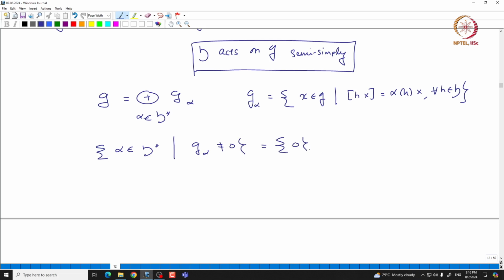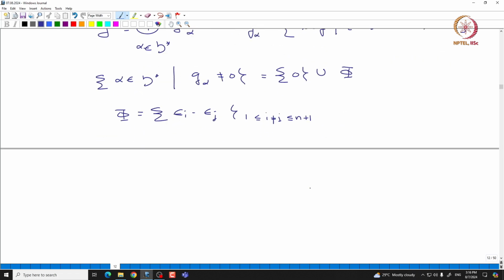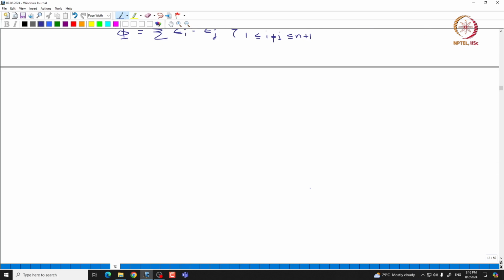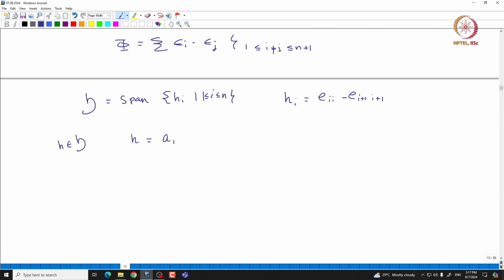this is going to be exactly equal to {0} union Phi, where recall that Phi is given by epsilon_i minus epsilon_j, where 1 is less than or equal to i not equal to j less than or equal to n plus 1. Now how can one verify this? Note that H is given by the span of H_i. To understand the action of H, it is enough to understand the action of H_i for each i. Recall H_i is given by E_ii minus E_{i+1,i+1}. Now we take some element inside H, and maybe we can use the E_jj basis, then the computation will be much simpler.